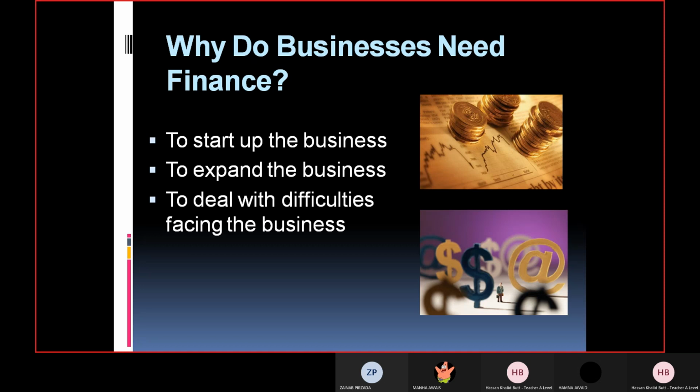Businesses need finance to meet their daily expenditures, payment of wages and salaries, electricity bill, payment of rent, cost of raw material, and stuff like that. So this can also be part of this as well. I hope you got it. Can we move onwards?